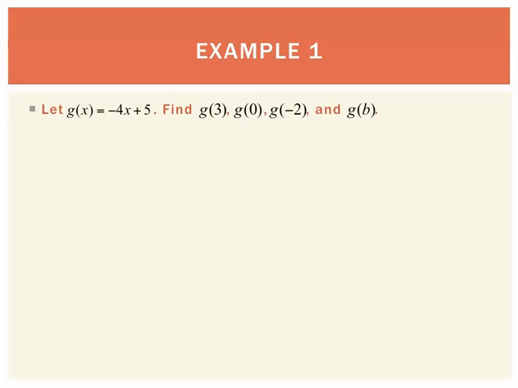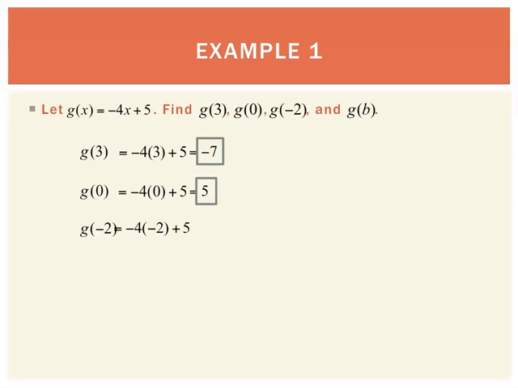Let's start with g of 3. All we have to do to find g of 3 is to simply plug 3 in for x in the expression. So we have negative 4 times 3 plus 5, so negative 12 plus 5, which is equal to negative 7. We can do the same thing for the rest. So g of 0 is negative 4 times 0 plus 5, which is equal to 5. g of negative 2 is equal to negative 4 times negative 2 plus 5, which is equal to 13.